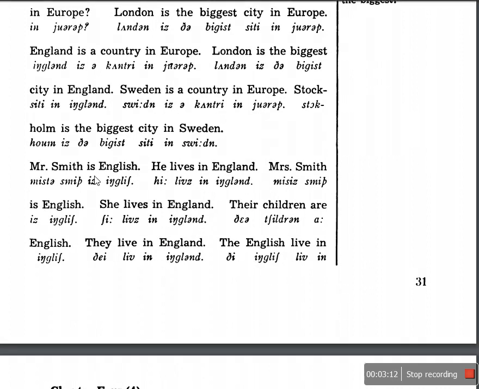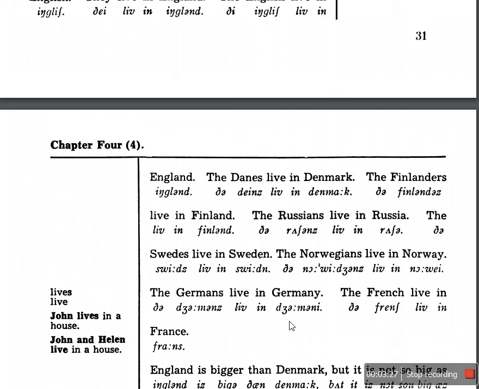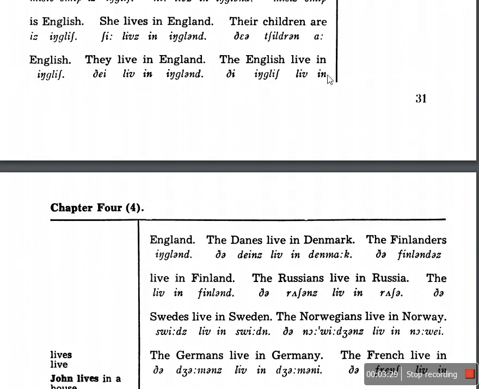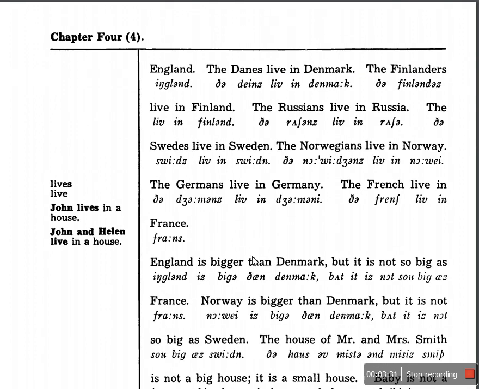Mr. Smith is English. He lives in England. Mrs. Smith is English. She lives in England. Their children are English. They live in England. The English live in England. The Danes live in Denmark.